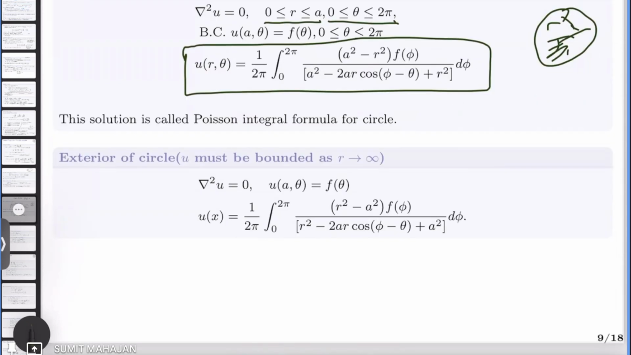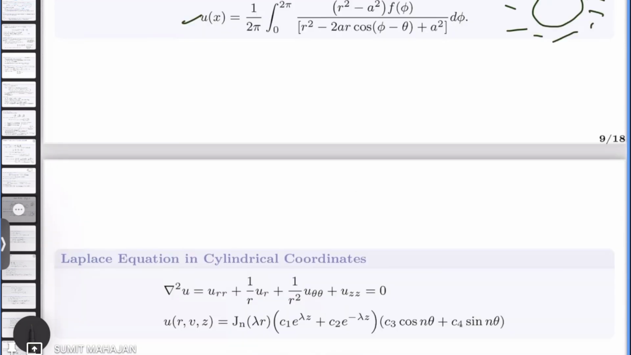And if the problem is to find the solution outside of the circle, there should be a condition that u must be bounded as r, the radius, tends to infinity. Then the solution u(x) is given by this formula.